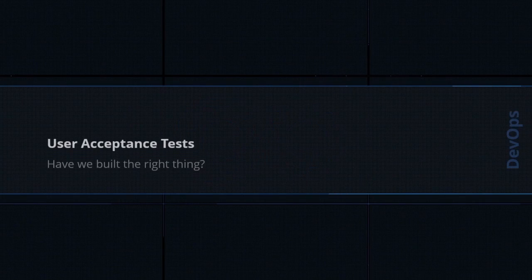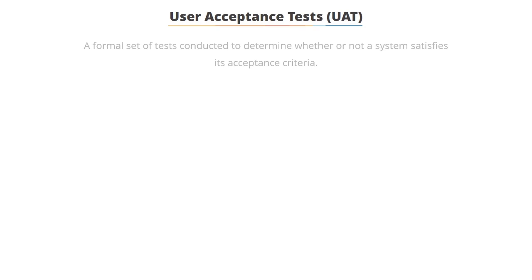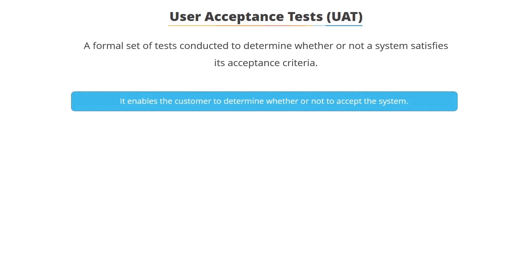User acceptance tests are very important. So having gone through the requirements analysis to decide what we're going to build, we need to decide, have we built the right thing? So user acceptance tests are a formal set of tests which are performed on the end system to prove that we've actually built the thing that the customer actually asked for. So have we actually implemented all the functional requirements correctly?